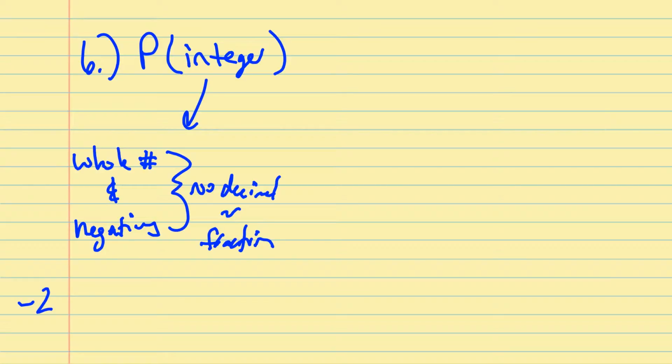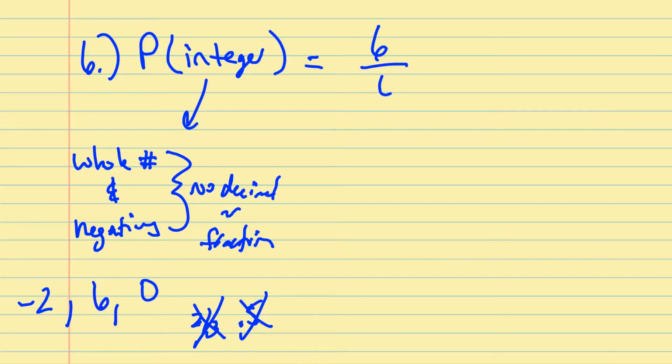So, -2 is an integer. 6 is an integer. 0 is an integer. Alright? But 2/3 is not an integer. Or 0.5 is not an integer. Alright? Well, the integers from 1 to 6, all of them are integers. There are no half numbers on a die. So it's 6 out of 6, which is 1 or 100%. That's it.